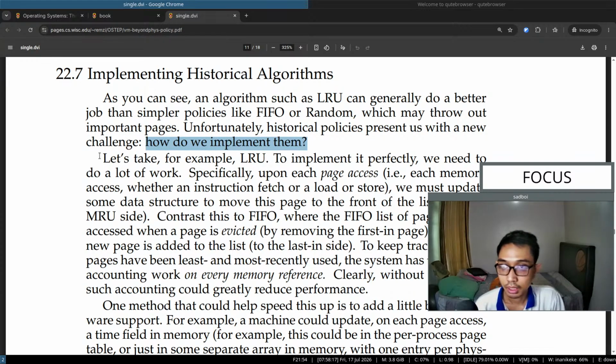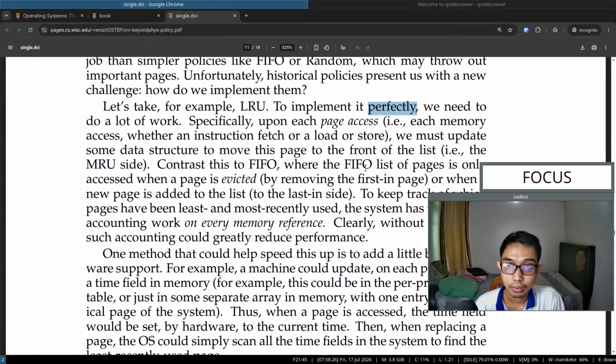Right. Let's take, for example, least recently used. To implement it perfectly, we need to do a lot of work. Specifically, upon each page access, that is, each memory access, whether an instruction fetch or a load or store, we must update some data structure to move this page to the front of the list.